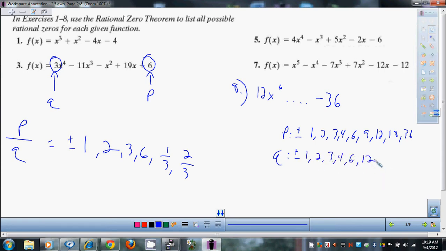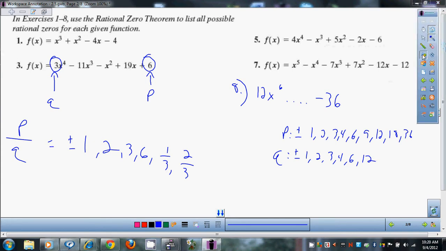And now when you list all your p's over q's, you can see with all possible combinations, that can get a tad lengthy. Yes, that's the case. Sometimes that's just the way it is. Most of the ones you have today will be something like this or shorter. But it is possible for them to get rather extended like that.